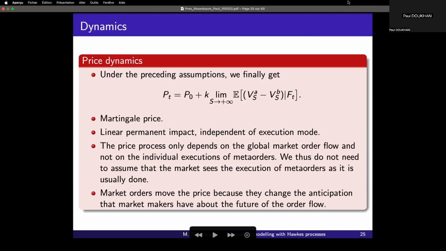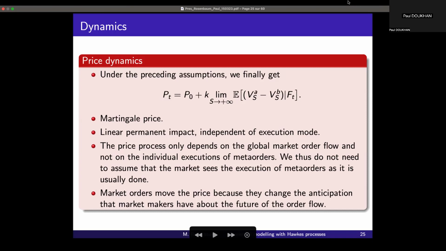Okay. And why is the price moving in this case? Because each time there is a new order coming to the market, you're going to revise your conditional expectation. If you see a lot of buy orders coming, you're going to say, okay, there are self-exciting features, so I think there's going to be more buy orders coming in the future. So you're going to recompute that and change it. Okay, so it's really quite simple in the end.